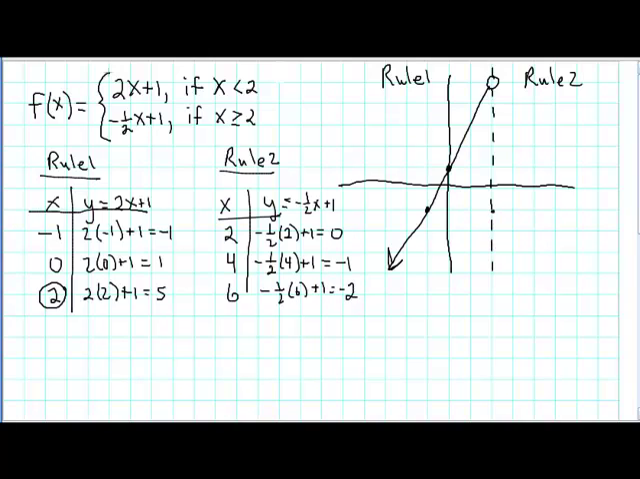So if I plot my points on the boundary, it's defined here. So I'm going to put a solid circle at (2, 0). I'm going to put a point at (4, -1), and a point at (6, -2). And now we're going off only to the right because this rule is for values of x greater than 2. And now you can see here we have the graph for this piecewise function. I hope this helps.